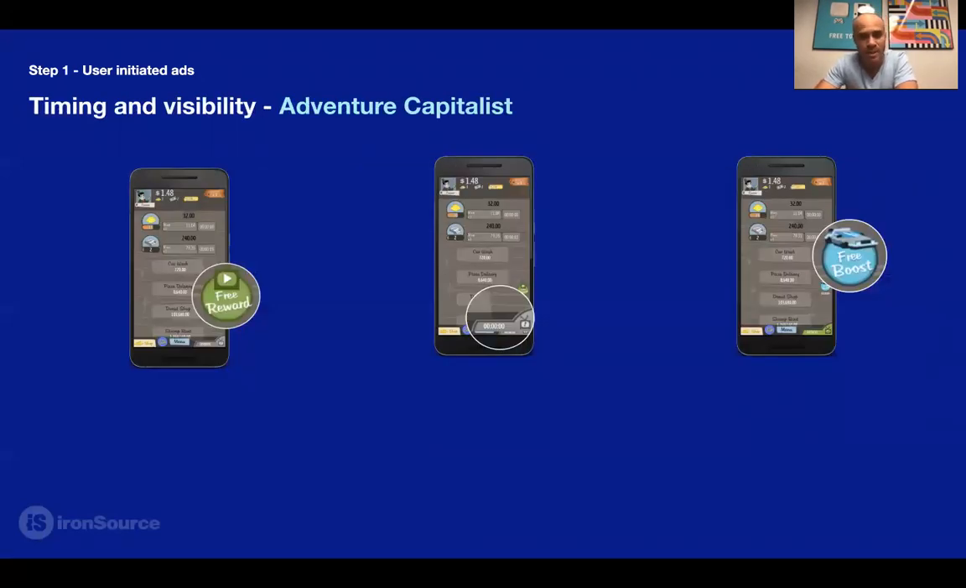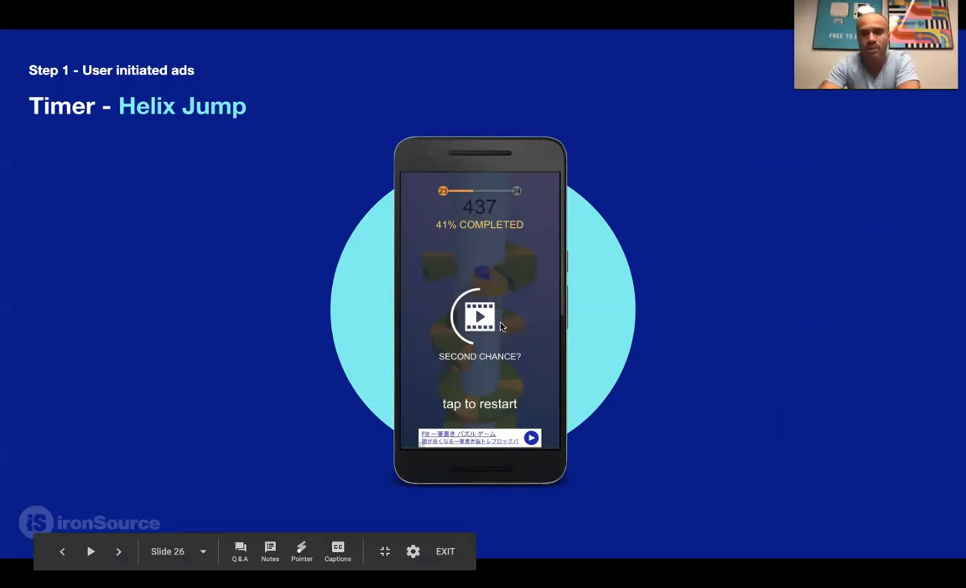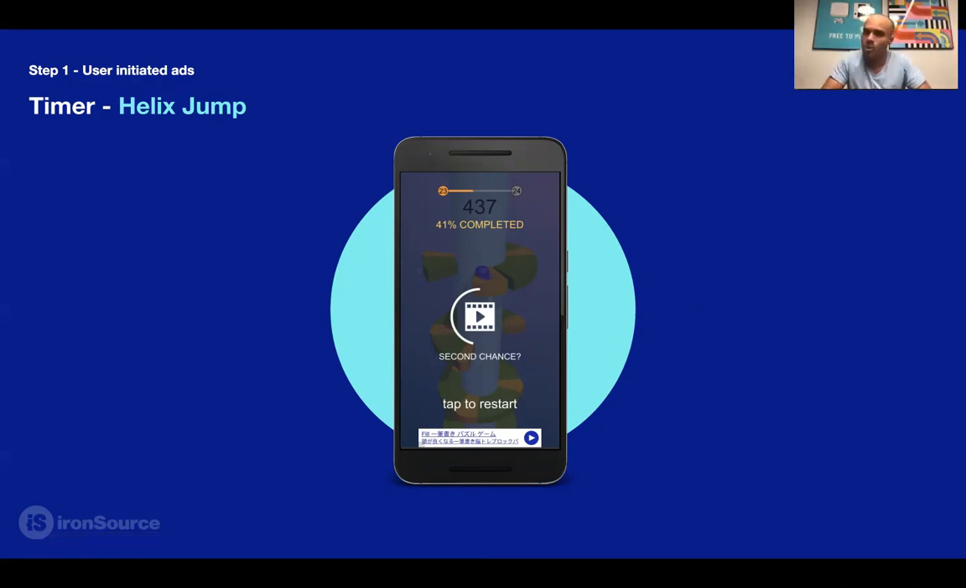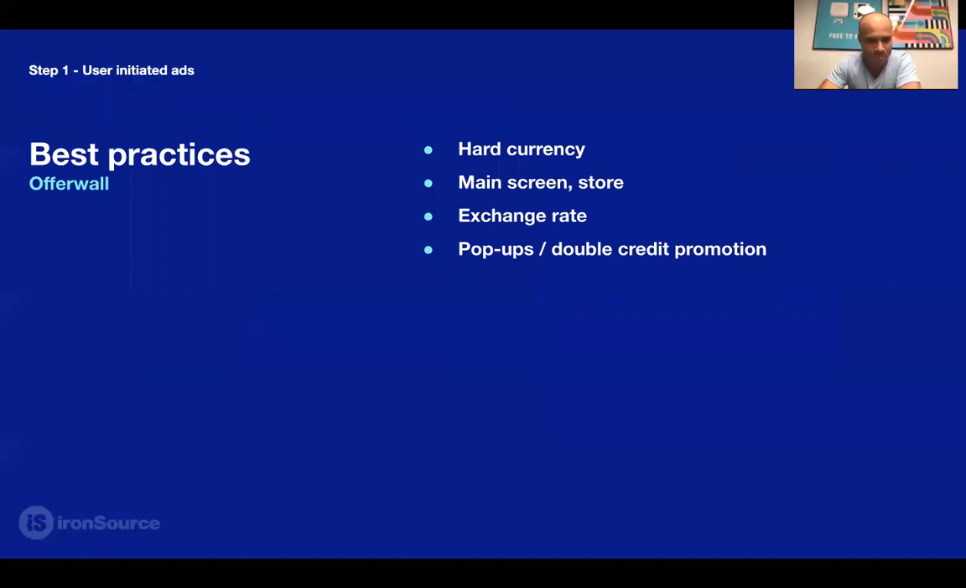Example for Adventure Capitalist that has the traffic driver in the main screen, very clear. All the users understand that they have the option to watch a rewarded video to get a free reward, and therefore engagement rate and usage rate can be higher. Timer is also a good best practice because it helps to convert more users, because when users have a short time to take a decision whether they want to watch the rewarded video or not, we see more users tend to click and to watch a rewarded video. And second try is probably the most famous best practice for hyper casual for rewarded video.